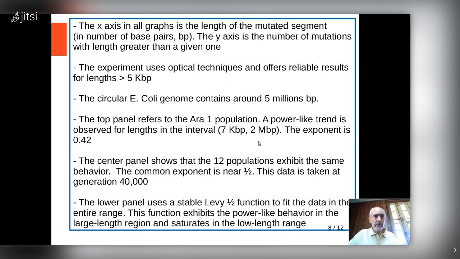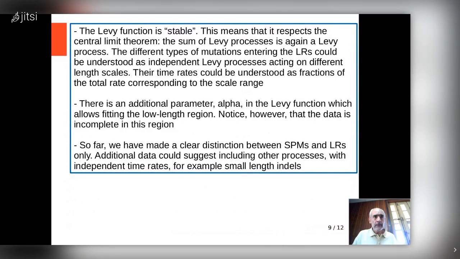All these comments I already made. This is the comment about stability. And here I should also stress this point that the data we have is incomplete. There is maybe additional data that could be found in the future that could suggest including other processes with time-dependent rates. For example, small length in delta. That's a possibility, an actual possibility.